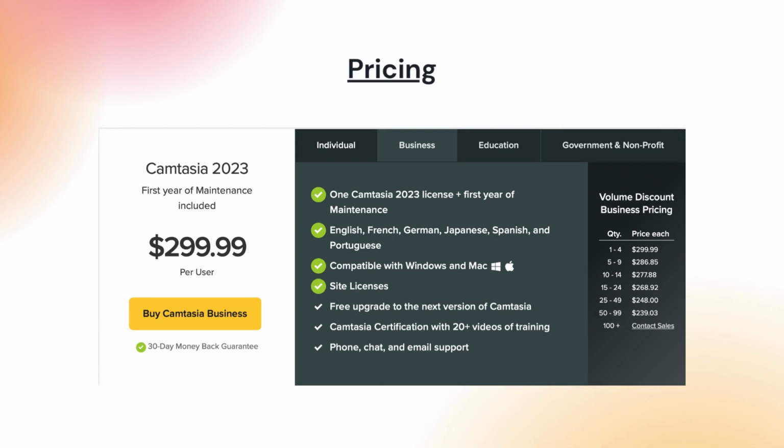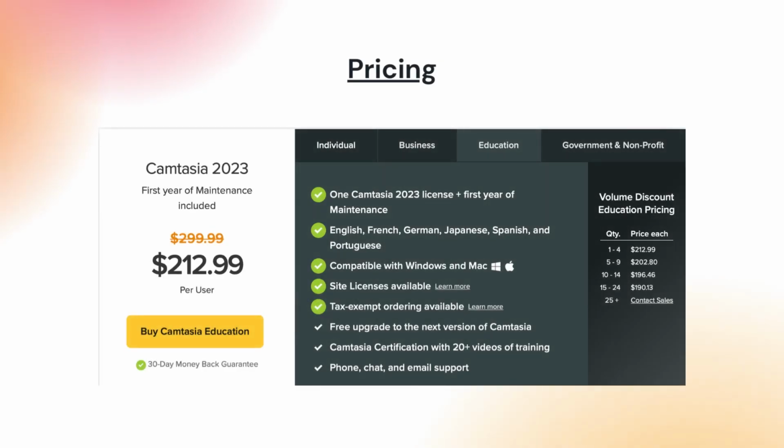Business is a little bit different as it does have the same price, however it also includes the site license. That's the only difference between the individual and business in this case, as shown here. And then after that, we do have education as well. For education, the difference here is not only the price, but it's also the fact that it's tax exempt, ordering available, and instead of a site license, it has it as an availability, so you don't necessarily have to use it, but it's important to note that if you use it for school or for putting it on sites, it is offered in this plan.